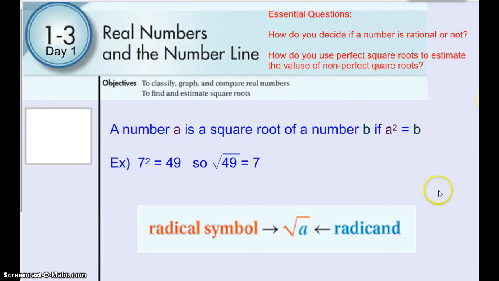Hey everybody, so today we're doing 1-3. We're going to split it into 2 days. So day 1 today, and we're talking about real numbers and the number line.